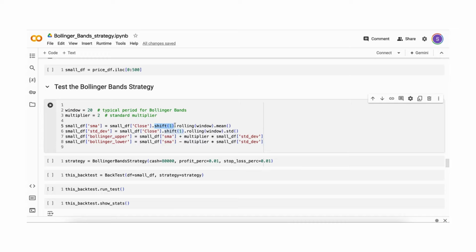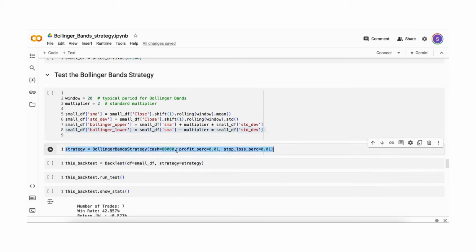The current candle is not completely drawn when we are making the decision to take the trade. So we only have information till the previous candle. So it is important to use only the previous data in order to calculate the mean, and the same for standard deviation. So we calculate the rolling mean and the rolling standard deviation, and we define the upper Bollinger Band by mean plus multiplier multiplied by the standard deviation, and similarly for the lower Bollinger Band.